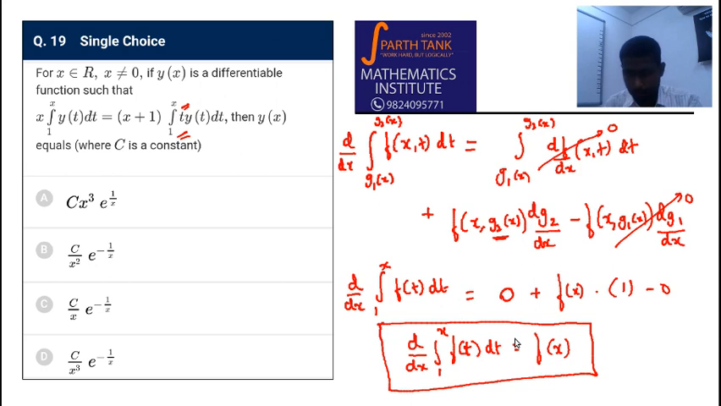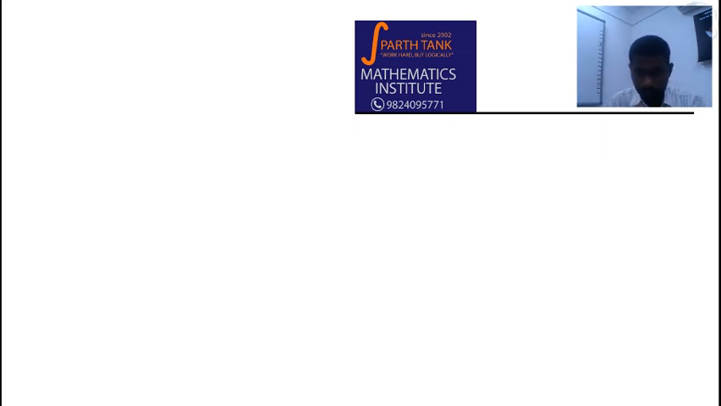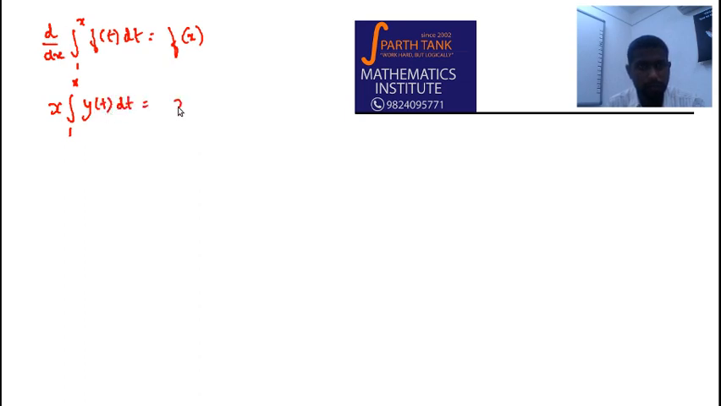Okay. Let us now start solving the problem. Let me write this here once. D by dx of integral 1 to x f of t dt is going to be f of x. Now our question is x into integral of 1 to x y of t dt is equal to x plus 1 integral 1 to x t into y of t dt. Alright, so let us differentiate the whole equation with respect to x, and remember these are product forms, right?